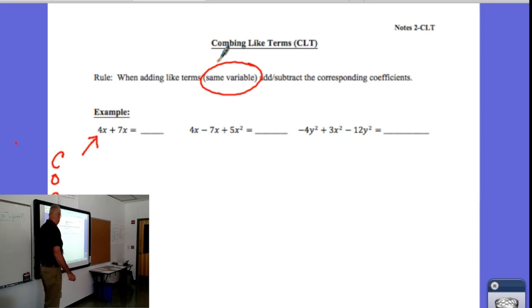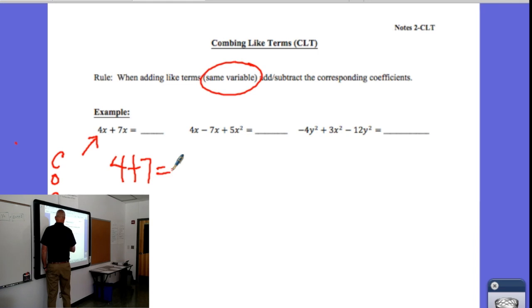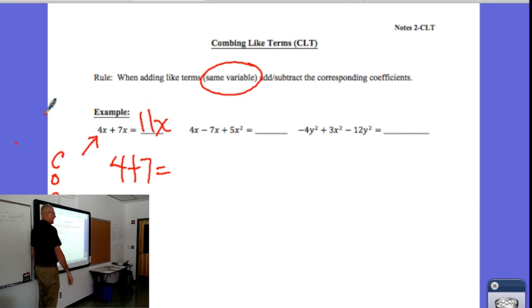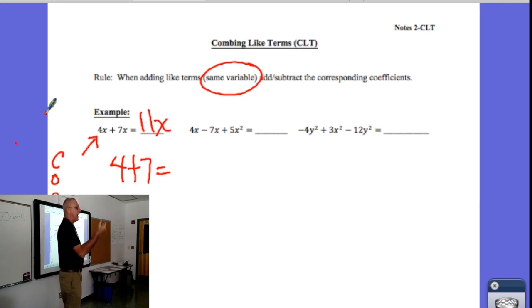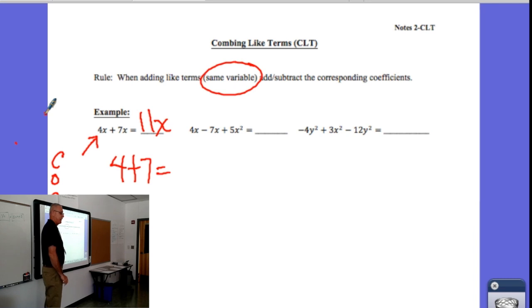In this case, the coefficients are 4 plus 7. That is equal to what? 11. Okay. So 11 what? Again, I add only the numbers, combine them, and then at the end I add the variable. Now, second expression, how many terms do I have in there?